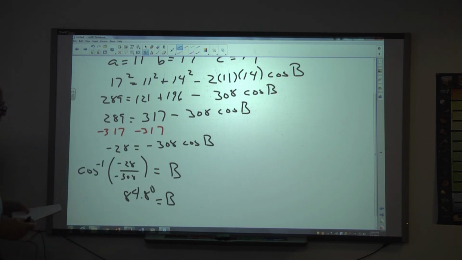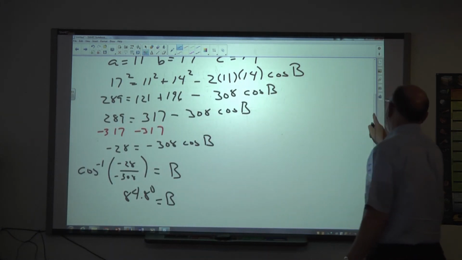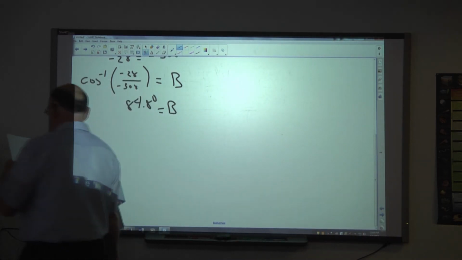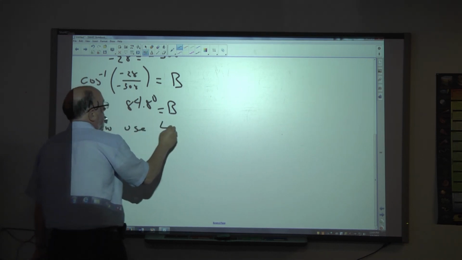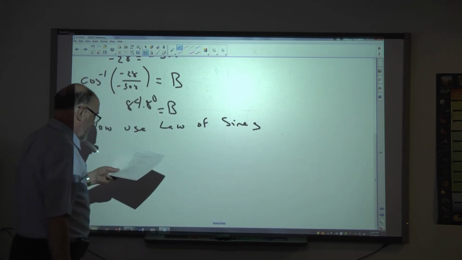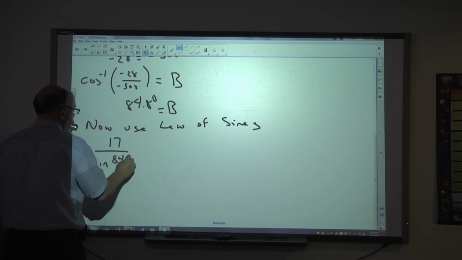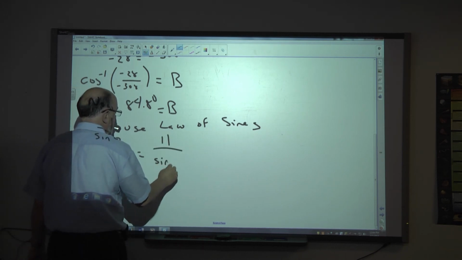Right? Now, it ends up in a law of cosines question. We only have to use law of cosines one time because now we do have an angle-side pair. And so we can now find either one of our missing angles. And so now we can use law of sines. We would have 17 over the sine of 84.8 is going to equal 11 over the sine of A.